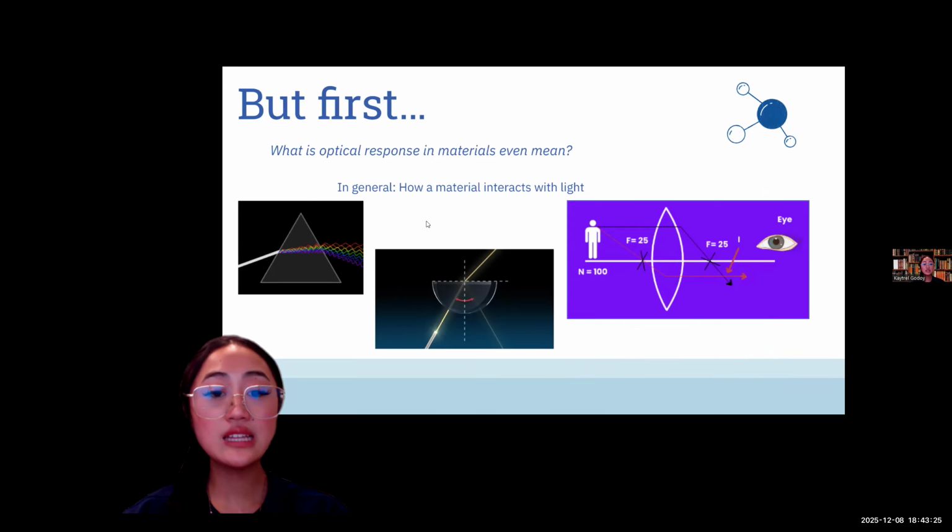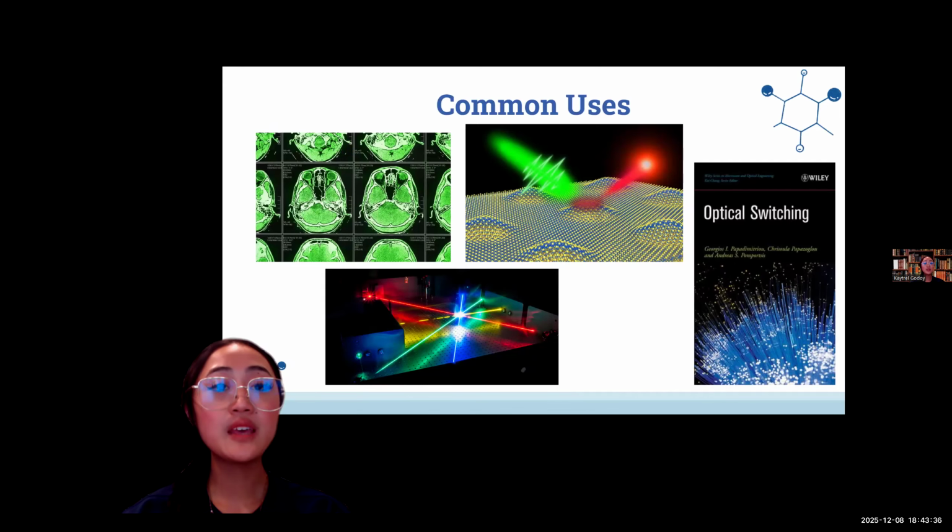Before we even get into that, let's get into what an optical response in a material is in broader terms. In general, that is just how a material interacts with light. These are some common examples of its applications that I included here. That includes fiber optics, frequency conversion, optical communication and switching, medical imaging, and quantum information.